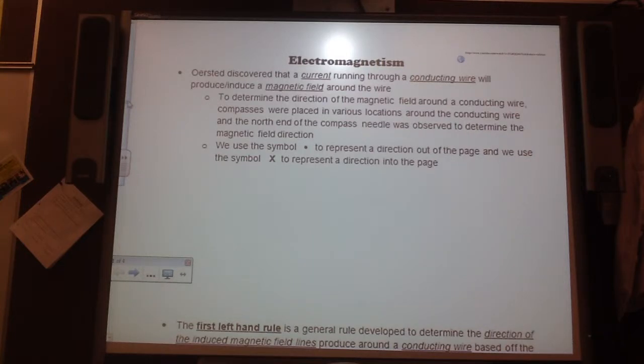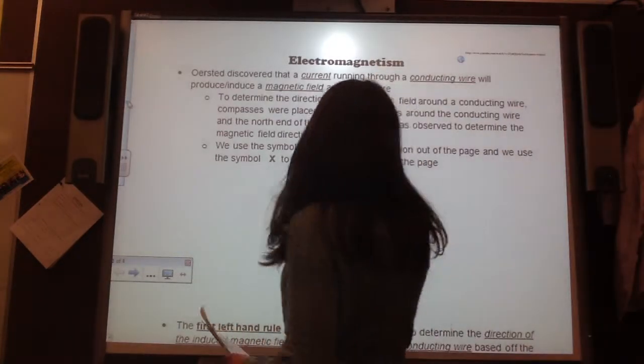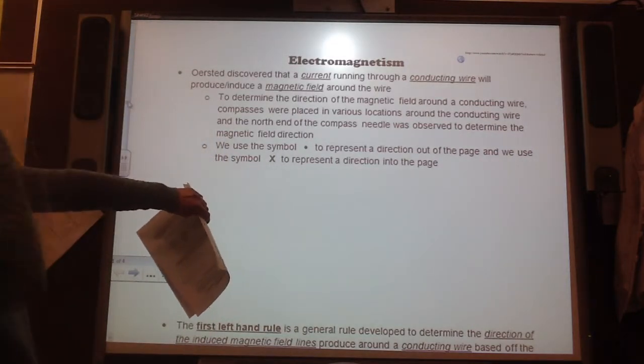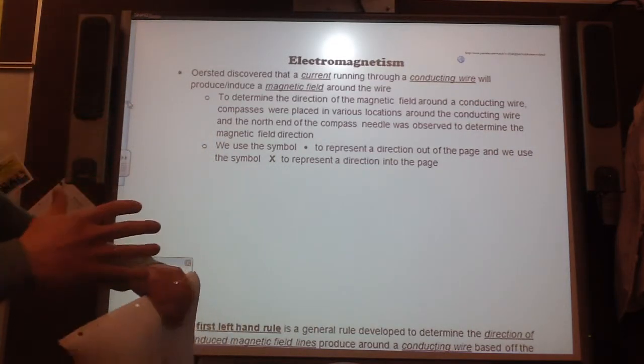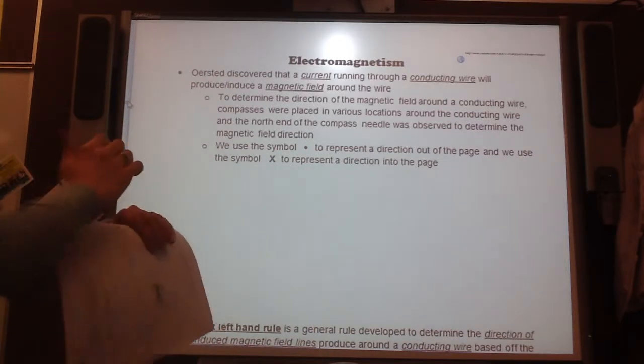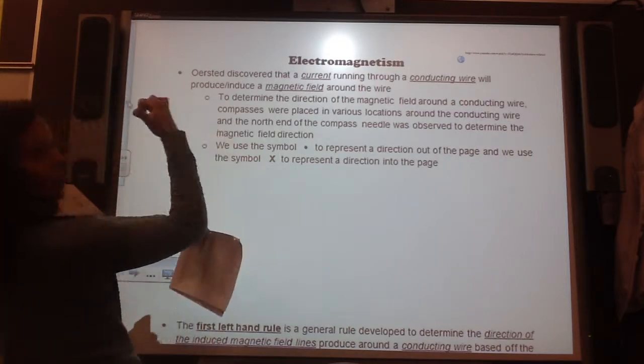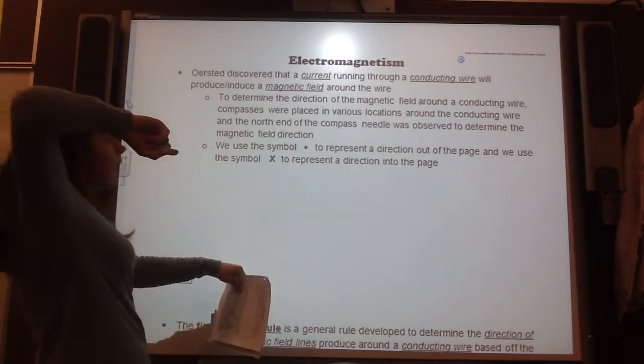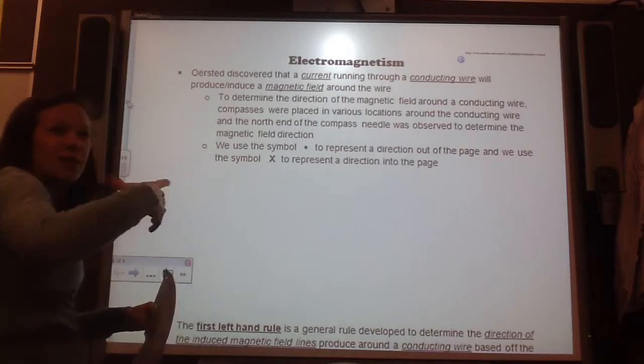To determine the direction that the magnetic field is going around the wire, compasses were placed in various locations around the wire, and the north end of the compass needle was observed to determine that magnetic field. So we use the symbol, the dot, to represent anything coming out of the page. If we're trying to draw this to represent which way things are going, it's kind of difficult on paper. So the dot means it's coming this way, and the X means it's going in. Okay, and I'll explain as we go through.